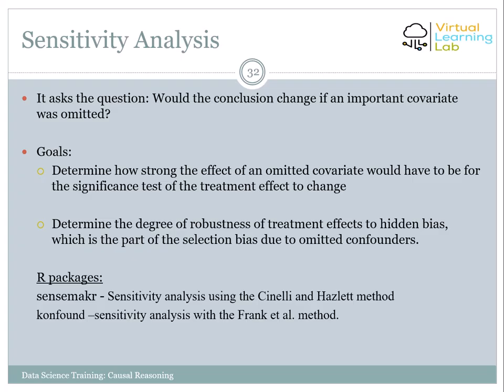After you estimate the average treatment effect, it is critical to do a sensitivity analysis. Sensitivity analysis is the last step of propensity score analysis. It asks the question of whether the conclusion would change if you had omitted an important covariate. Remember, the propensity score analysis only controls for observed covariates, so it's important to understand the impact of omitted covariates. The packages to do that include sensemakr and konfound.